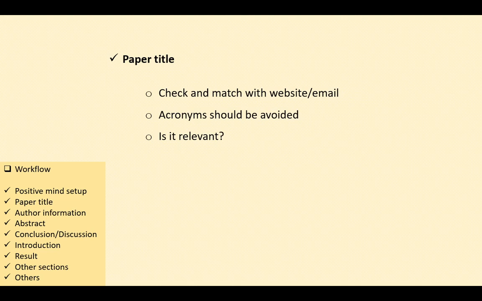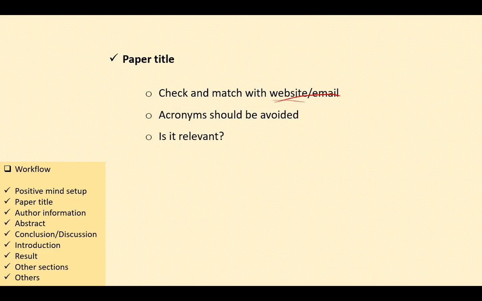Now read the paper title. Once you read the paper title, you need to check it with the website or email from where you have downloaded this paper. So check whether the title is exactly matching with that email or website version or not. The title can be completely different, or there can be minimal changes, maybe one letter or a comma here and there. So whatever changes you find, you should note it down and report it to the editor.